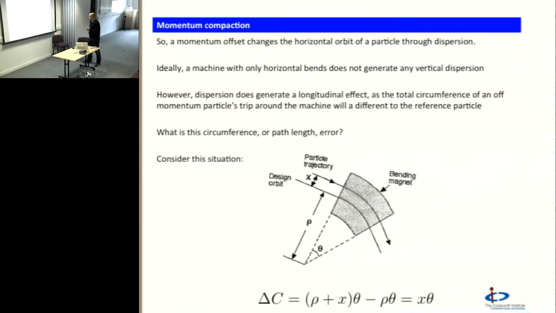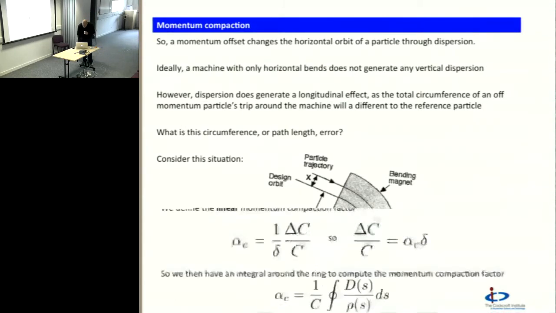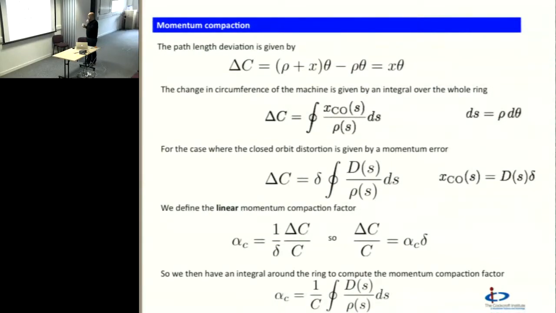So let's calculate what this is. Essentially, the difference in the path length of these two particles is the difference between this line length and this line length. So we just use the approximation where theta is small, where the arc length is just L times the opening angle of the dipole, S equals rho theta. So the length of this orbit through the dipole is just rho times theta, and the length of this one is rho plus x times theta, and we care about the difference. So if x was 0, this term would cancel this term, and delta C, the difference in path length, would be 0, but it's not. It's some finite value. So delta C, our path length deviation, is given by this.